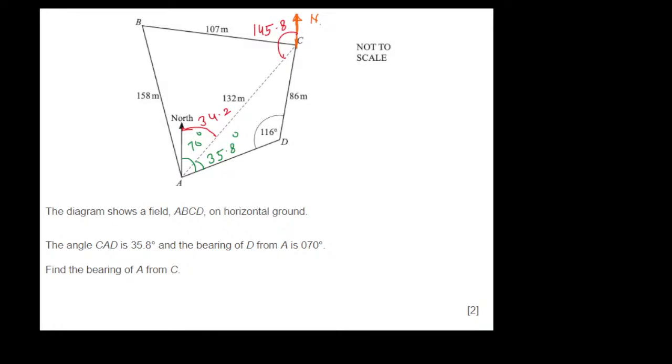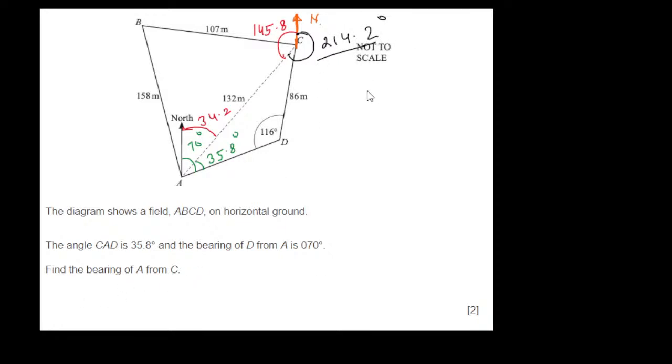That means I have to find this part. So this is 360 minus this answer. So 360 minus your answer 145.8 is 214.2. Okay. So find the bearing of A from C.